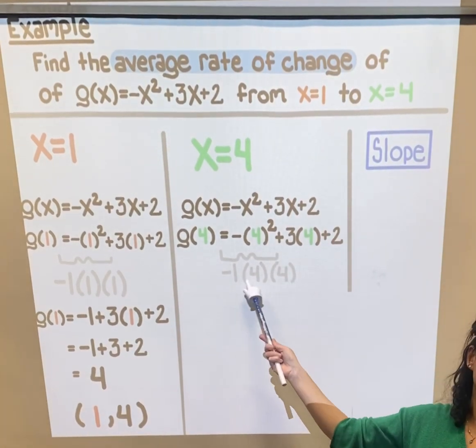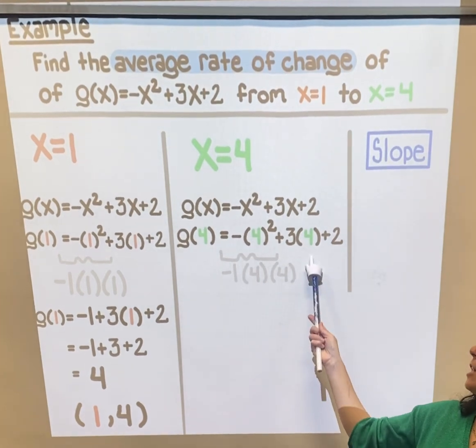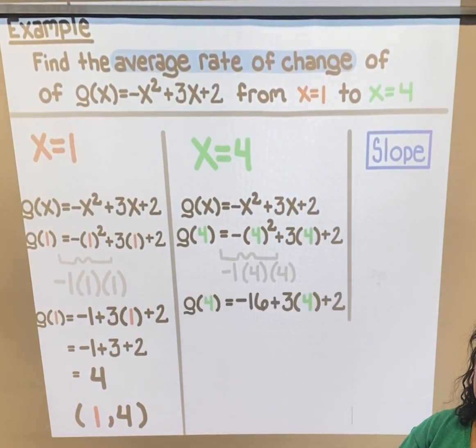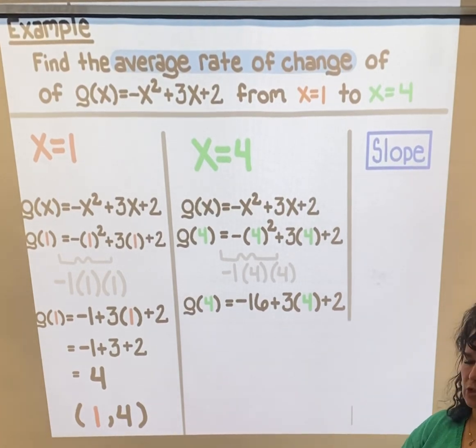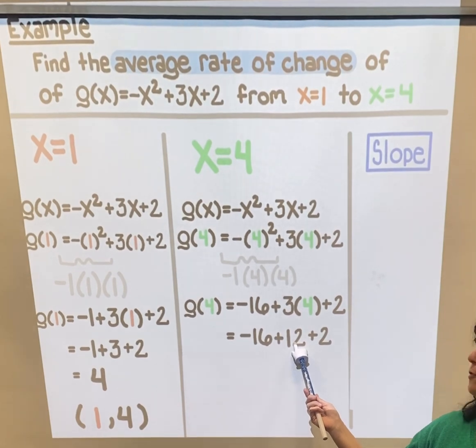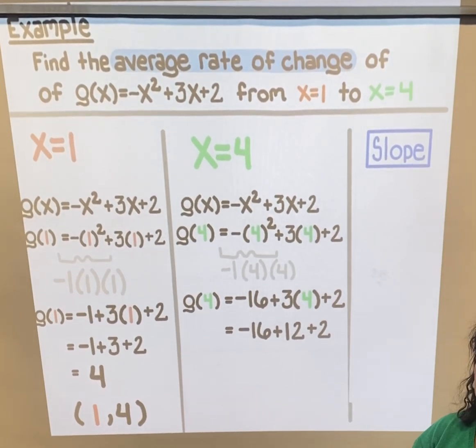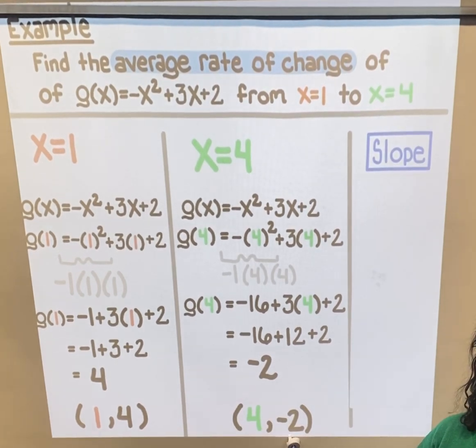Okay, so this is negative 16. And then I still have the 3 times 4 plus 2. Okay, multiplication, 3 times 4 is 12. Negative 16 and 12 make negative 4, and negative 4 and 2 make negative 2. So we just found when I plug in 4, I get out negative 2.